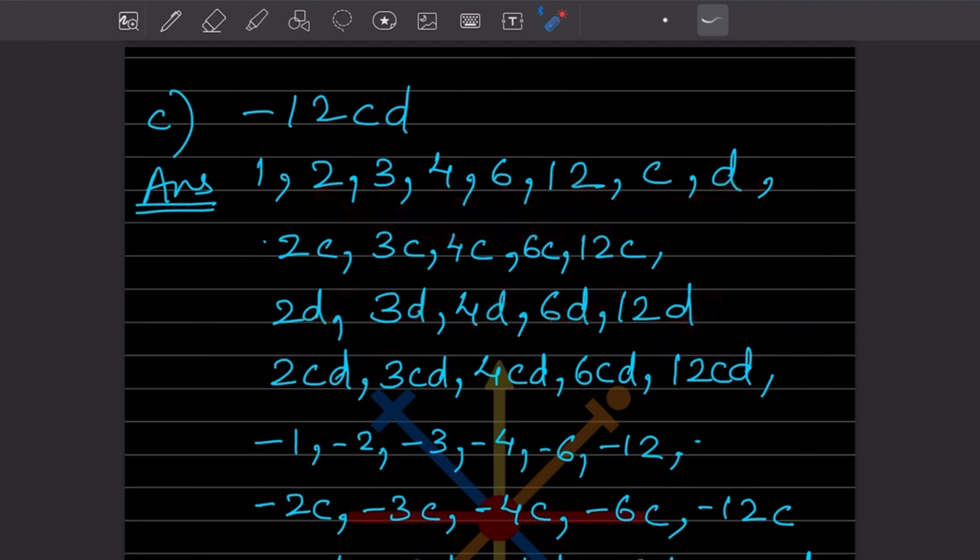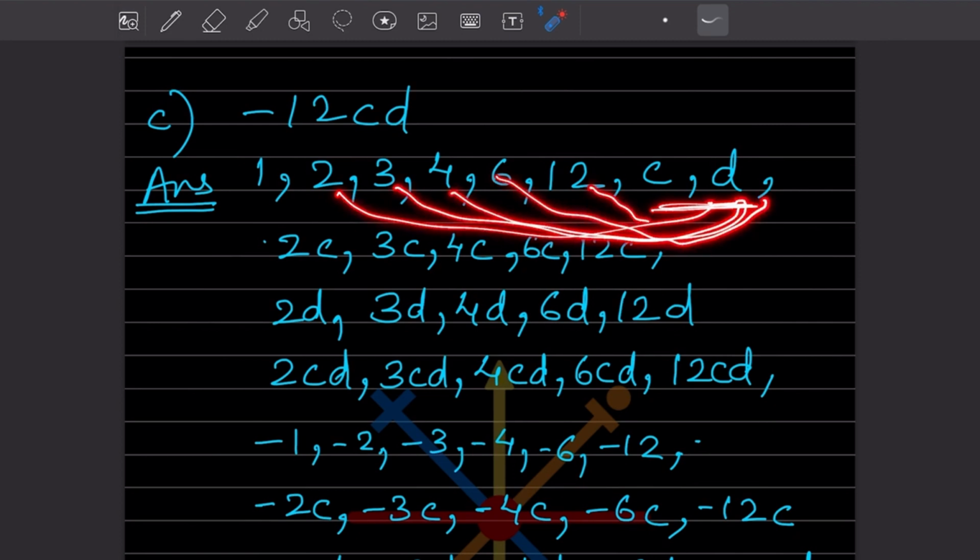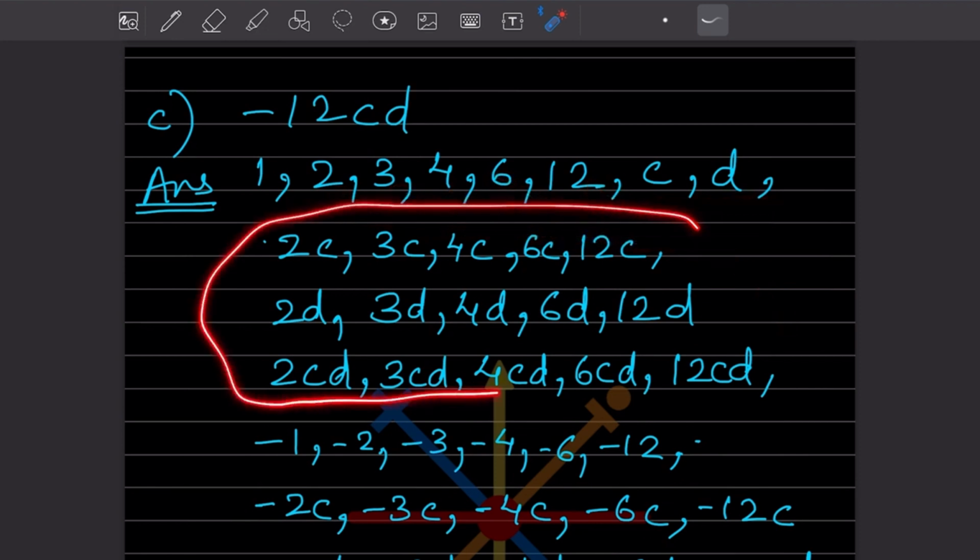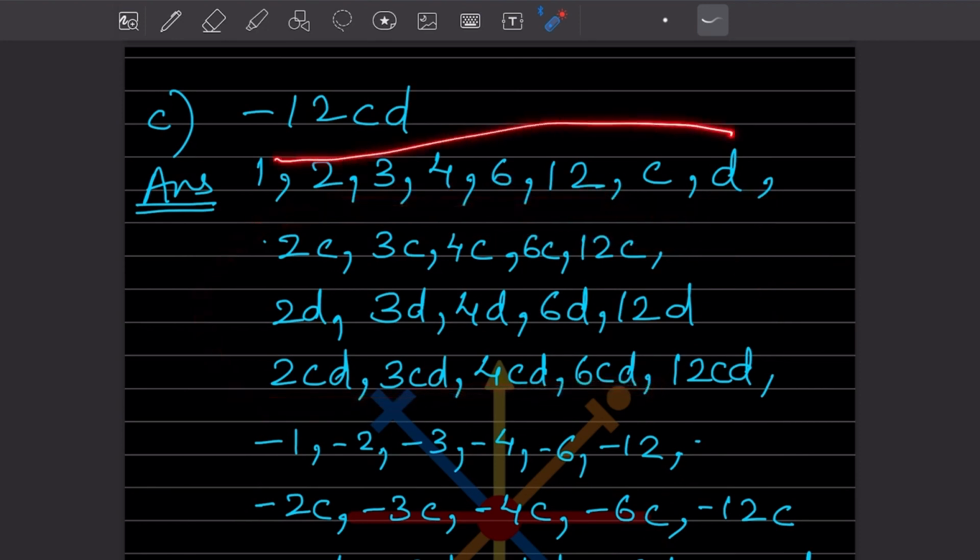Okay. And now what do we have to write? We have to combine both. Again, 2 into CD, 3 into CD, 4 into CD, 6 into CD, 12 into CD. So hope that is clear. These are the only possibilities over here.